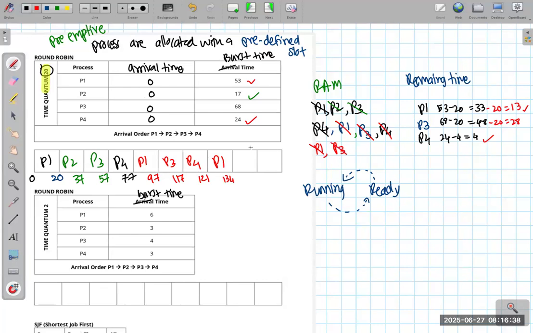Then we have only P3. So take P3. Can we give P3 20? Yes. 154. Again, who is balance? Only P3 is balance. So 154 plus 8, 162. That is the round robin algorithm. So by that we complete fully, by giving 20 units each in equal intervals.